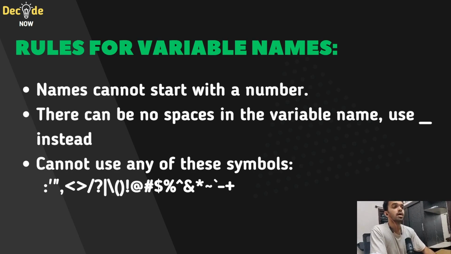That's possible. And we cannot use any of these symbols. Any of the following special characters that you can see here, it can be brackets, question mark, dollar symbol, asterisk, ampersand. We cannot use any of these, not even in the beginning, not even at the end, not even in the middle of our variable names.